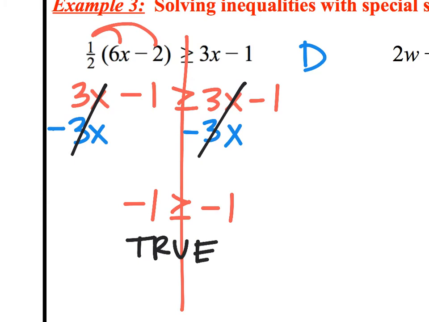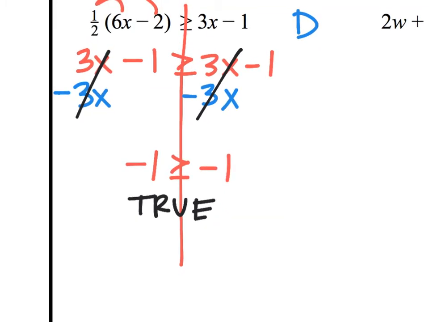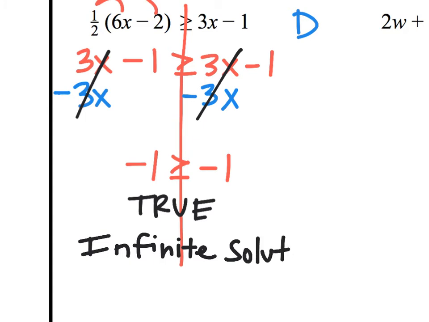What do we put? Infinite solutions or identity or all real numbers. Any of those are great. I'll put infinite solutions on this one, if I can spell. You got to say infinite solutions or no solutions. One of those. Or identity or all real numbers. If you get something special like this, that's your final answer.